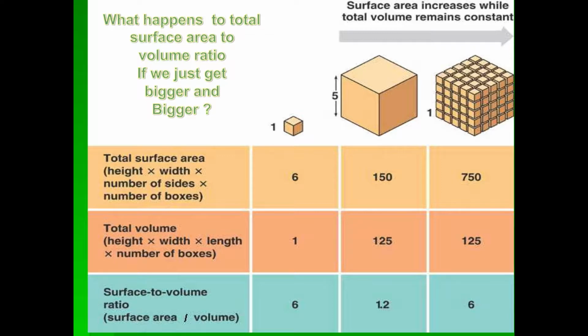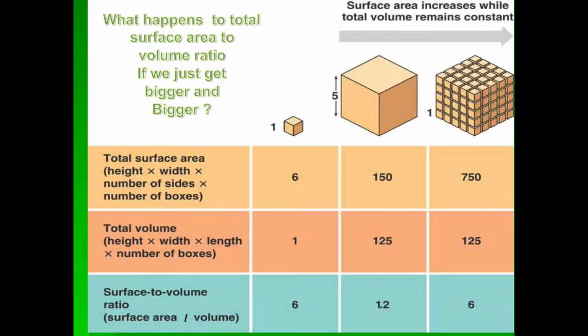So in order to understand why cells need to divide and why they can't just grow bigger and bigger and bigger, we have to understand the surface area to volume ratio. If we look at this little cube right here as our one cell, to find the surface area you basically take the height times the width, times the number of sides, and the number of boxes.